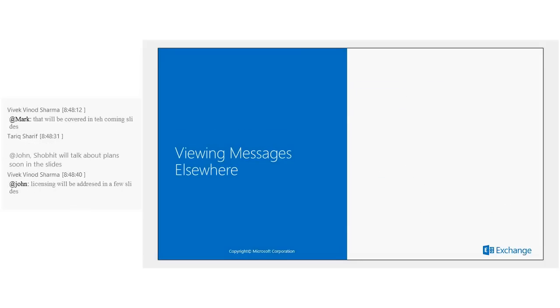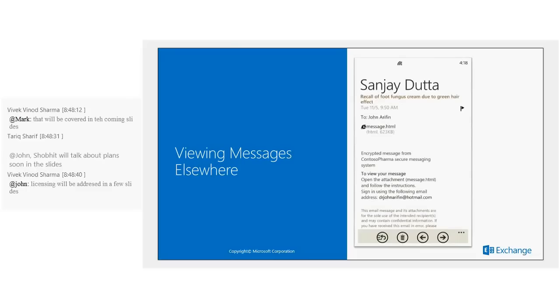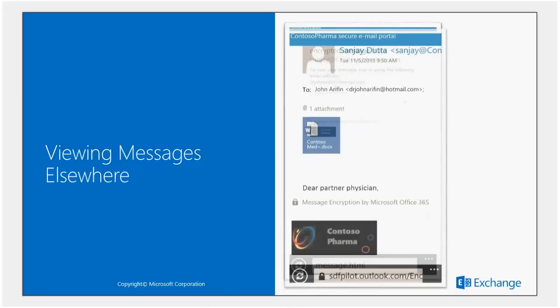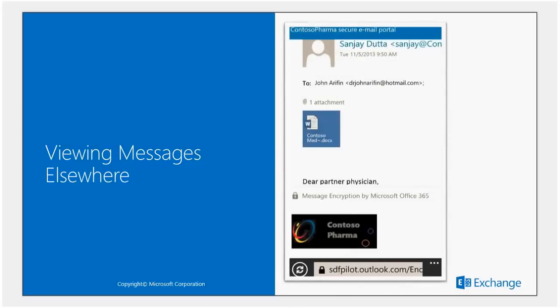In terms of viewing messages elsewhere, if you're not using your PC and are using different form factors, say a tablet or a phone, you can view the messages everywhere, just like you do on your PC. The experience is pretty similar because you just log into your browser and you see a screen which says, here's a message with an attachment. I want to see the message. You open the attachment, sign in with your Microsoft account, and you can see that message on your mobile devices as well.